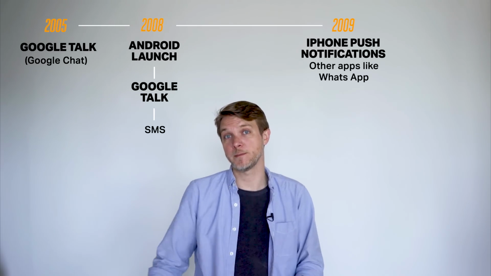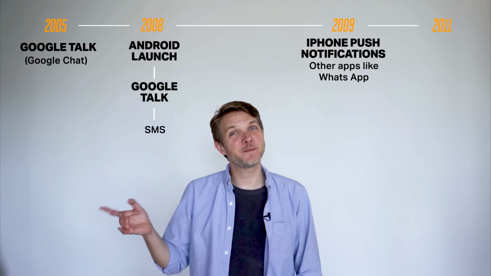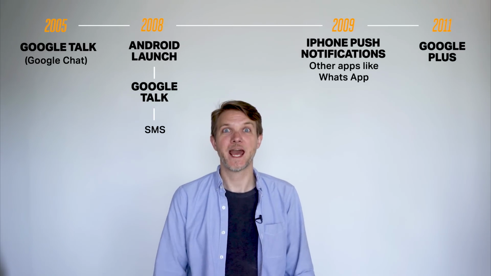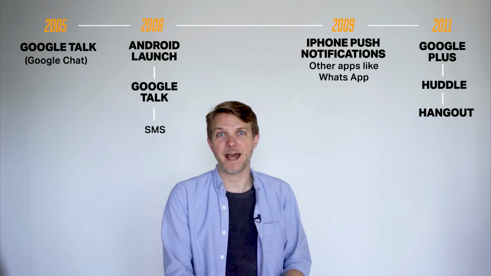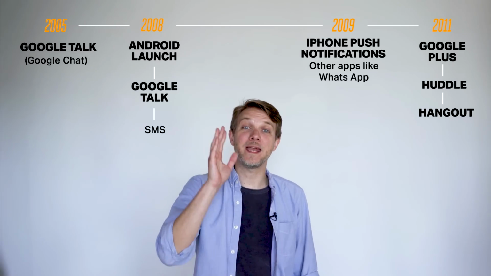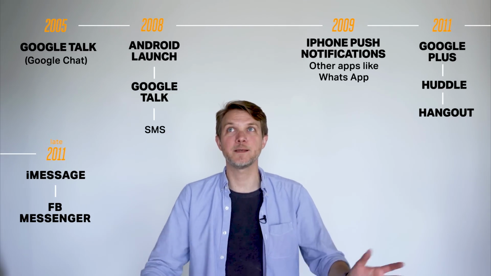So Google had a problem to solve. So in 2011, they didn't solve it. They saw Facebook and they're like, we want some of that. So they launched Google Plus, which had yet more chat apps in it. It had Huddle for text and Hangouts video for video chat. Not the same Hangouts that you know though. It was just confusing.